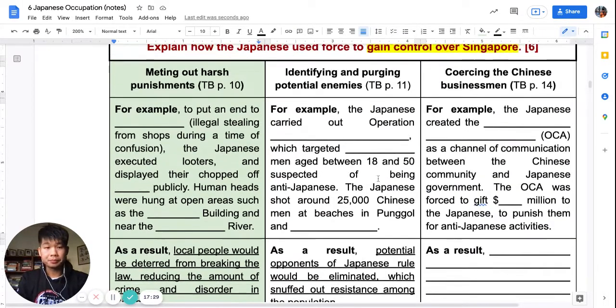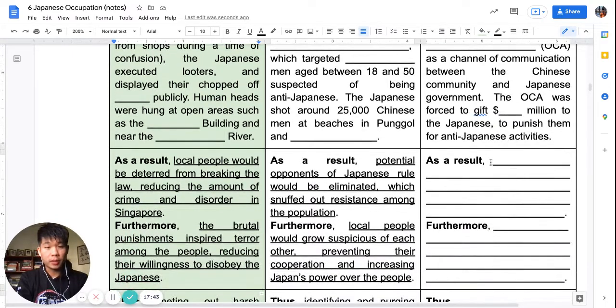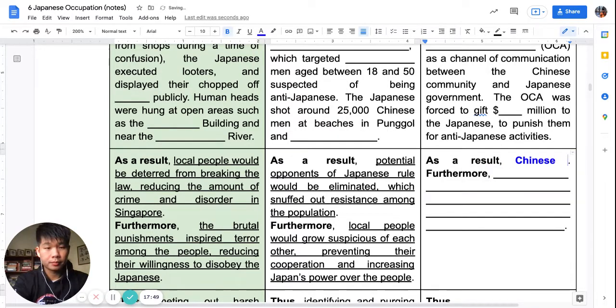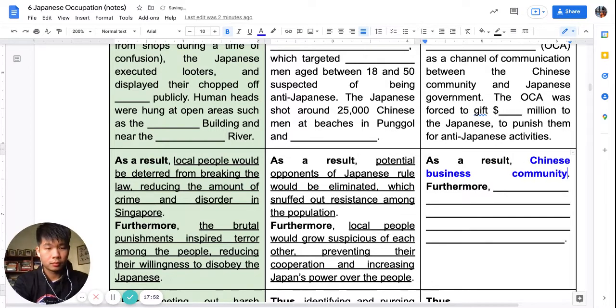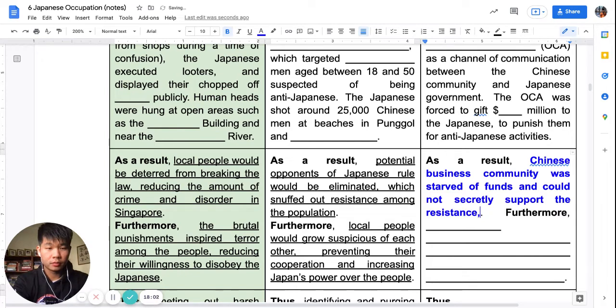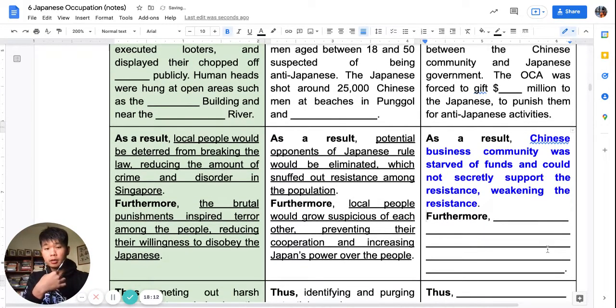So let me start with this blank. Coercing the Chinese businessmen. The Japanese used force to gain control over Singapore. One way the Japanese used force was to coerce the Chinese businessmen. They created the Overseas Chinese Association, which extracted money. As a result, firstly, the Chinese businessmen were starved of funds and could not secretly support the resistance, weakening the resistance. We see the Chinese hate the Japanese. If the Chinese have no money, they can't resist, and the Japanese have more control because the resistance is weak.